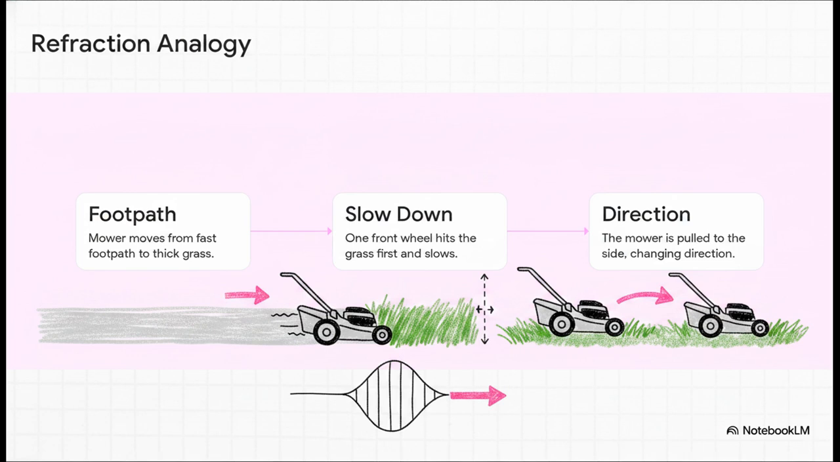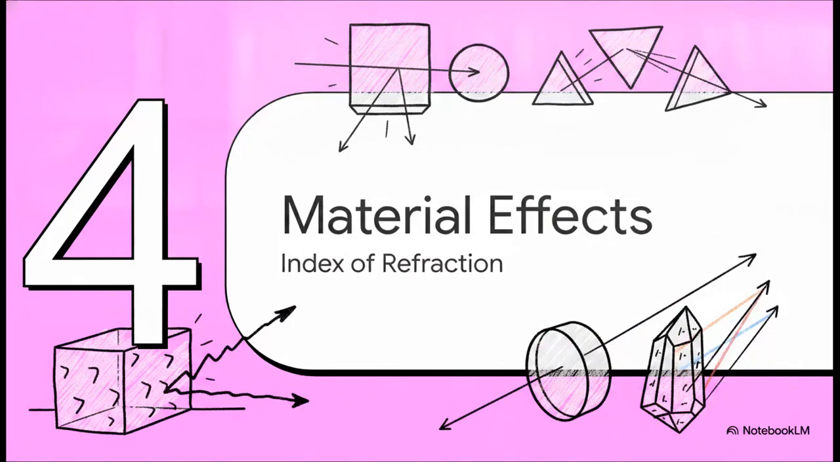So what happens? The whole lawnmower gets violently pulled to the side, changing its overall direction of travel. You know, light behaves exactly the same way as a wave. When one side of a light wave hits a slower medium before the other side, the light slows down asymmetrically. This bends the path of the light ray closer to our perpendicular, normal line. And that phenomenon right there? That's called refraction.